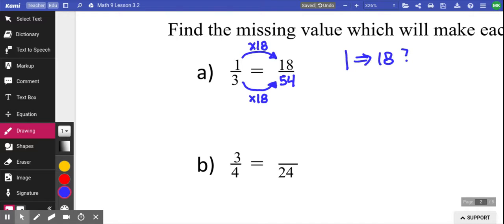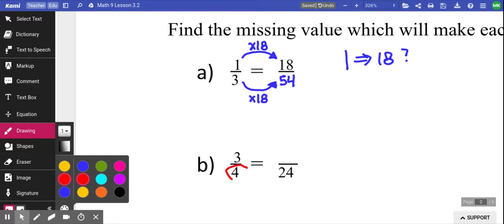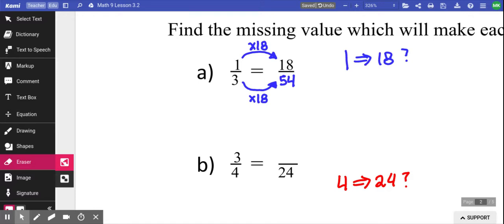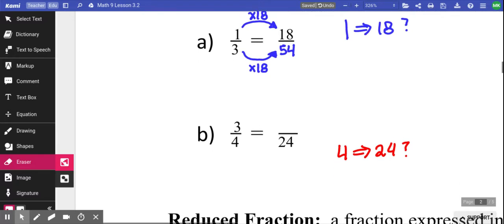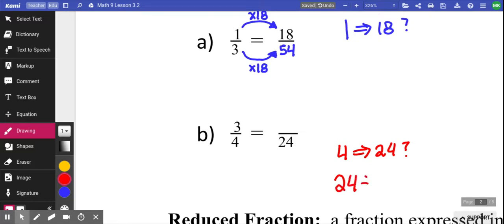They could do the same thing, but take away the top, and you would have to try to find the top number. The same idea is going to apply. You're going to compare the bottoms, and ask yourself, how did I make 4 become 24? If you're not sure, maybe you don't remember your multiplication table that well, what you could do is take the second number, in our case 24, and divide it by 4. That would tell you how much you had to have multiplied by.